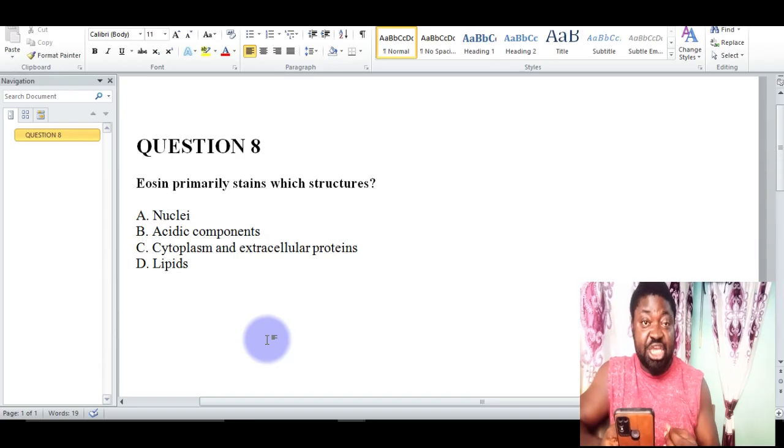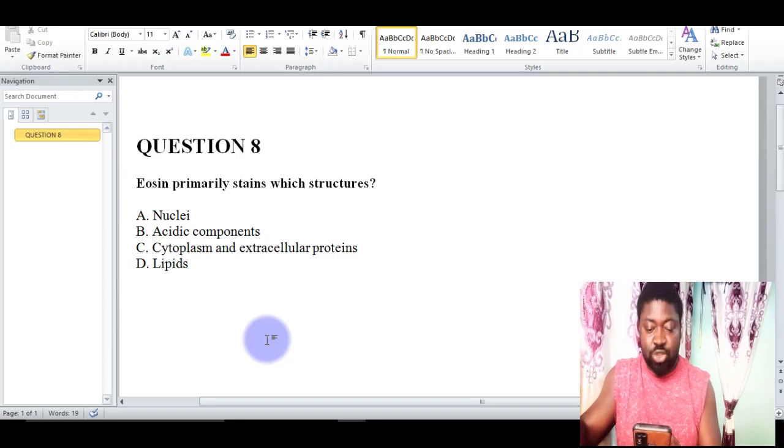In fact, eosin is an acidic dye, and because it is an acidic dye, it binds to basic components such as cytoplasmic protein and also collagen fibers. This produces the characteristic pink color which we are looking at, because eosin, remember, stains pink once it meets those components, like the cytoplasmic protein or maybe collagen fiber. So that is why option C is correct. Let's move to the next question, question 9.